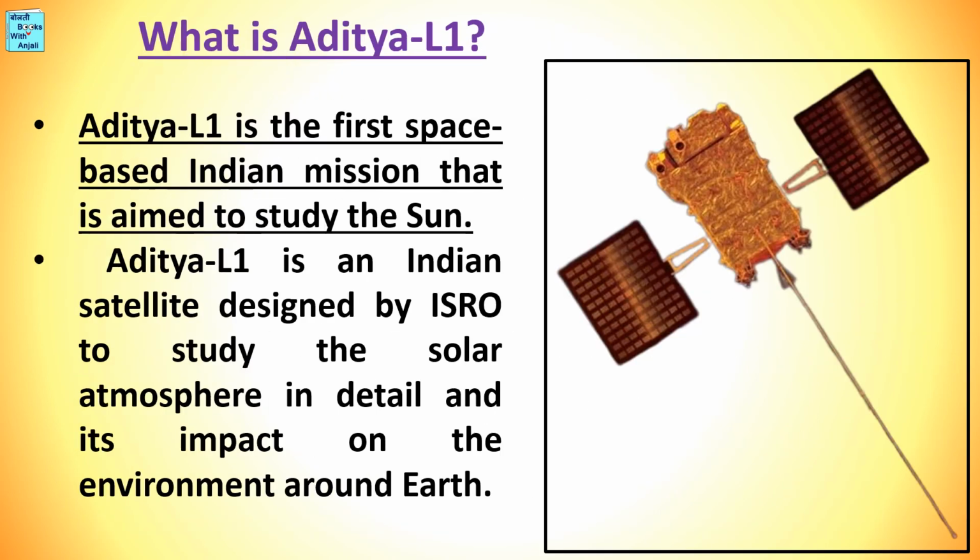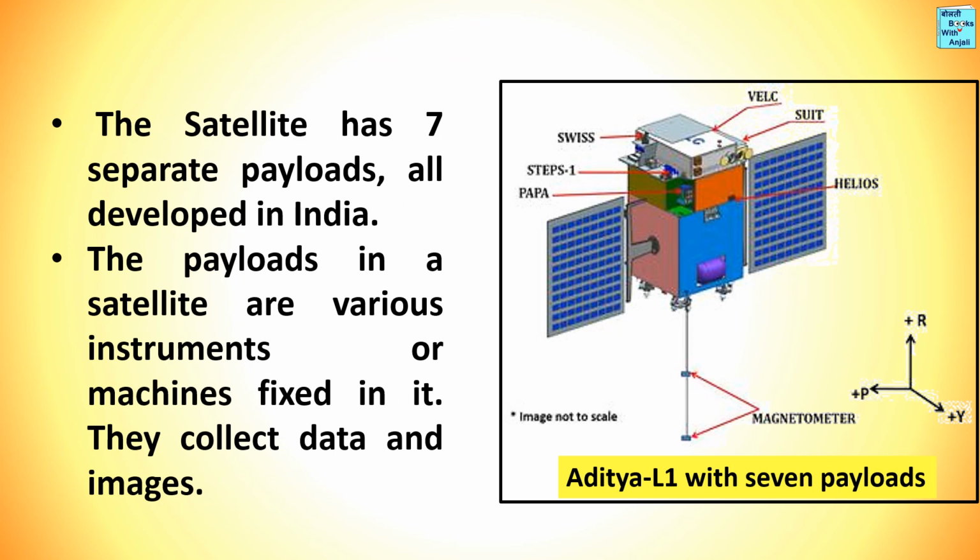What is Aditya L1? Aditya L1 is the first space-based Indian mission that is aimed to study the Sun. Aditya L1 is an Indian satellite designed by ISRO to study the solar atmosphere in detail and its impact on the environment around Earth. The satellite has 7 separate payloads, all developed in India.